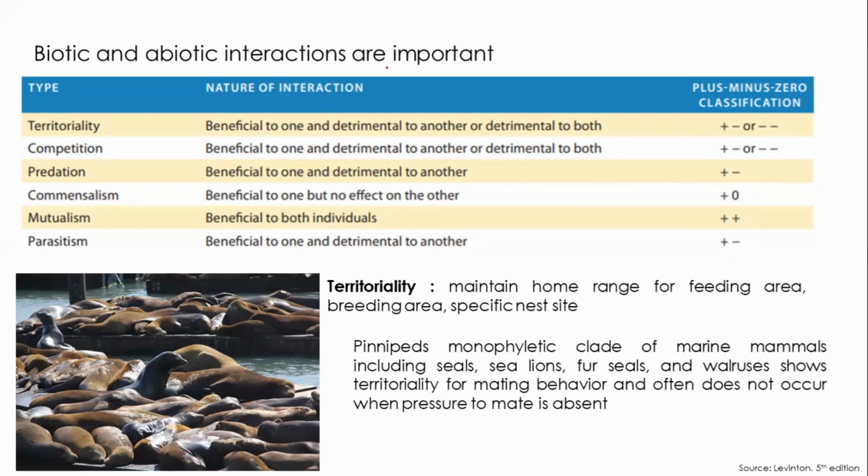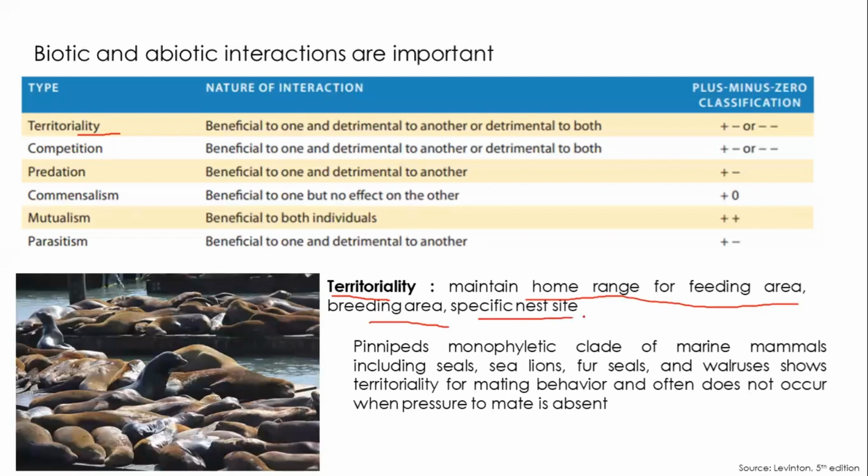So the first type of interaction is territoriality, right? You may be well aware that all wild organisms, wild animals, have the tendency to maintain their home range. Maintaining the home range could be because of the feeding area, or the breeding area, in order to show authority over a particular region, right? That is the reason why organisms show territoriality.